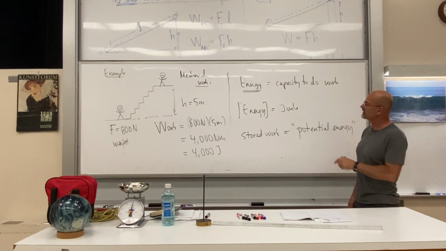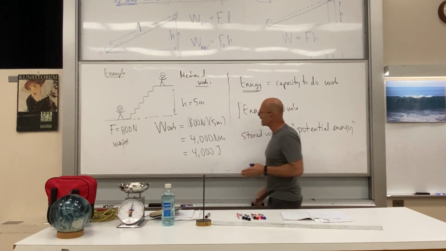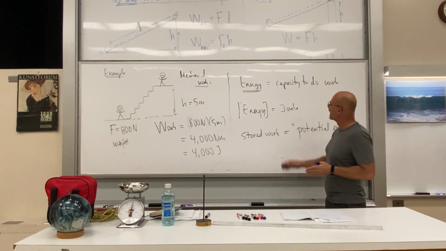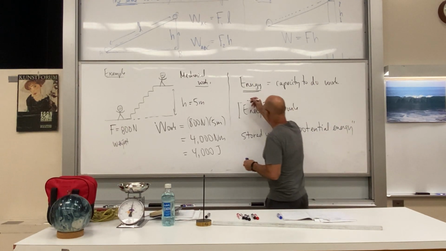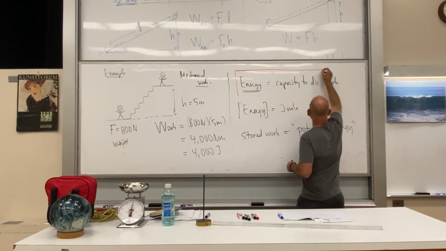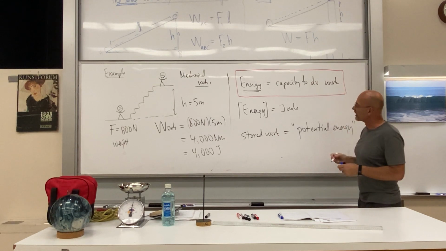Okay, so this is where we are right now. We know what mechanical work is. We have some good examples. We now know that energy is the capacity to do work. That is our definition. And we're going to bring in more and more examples.